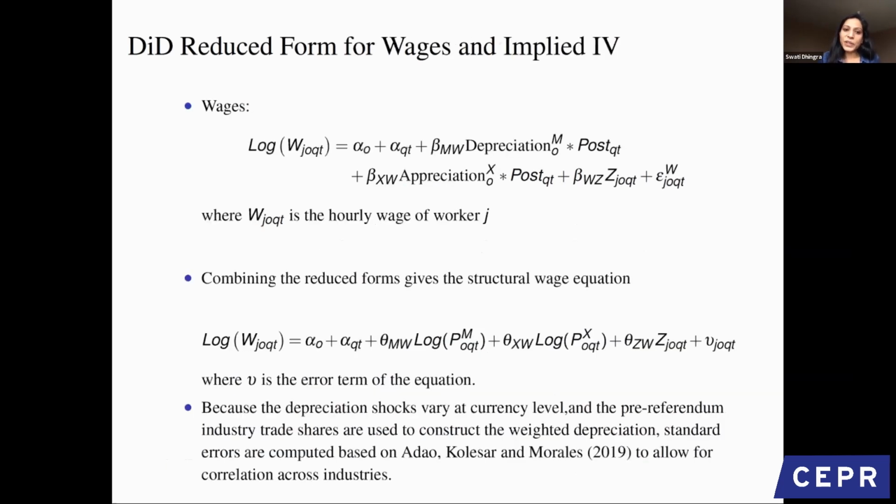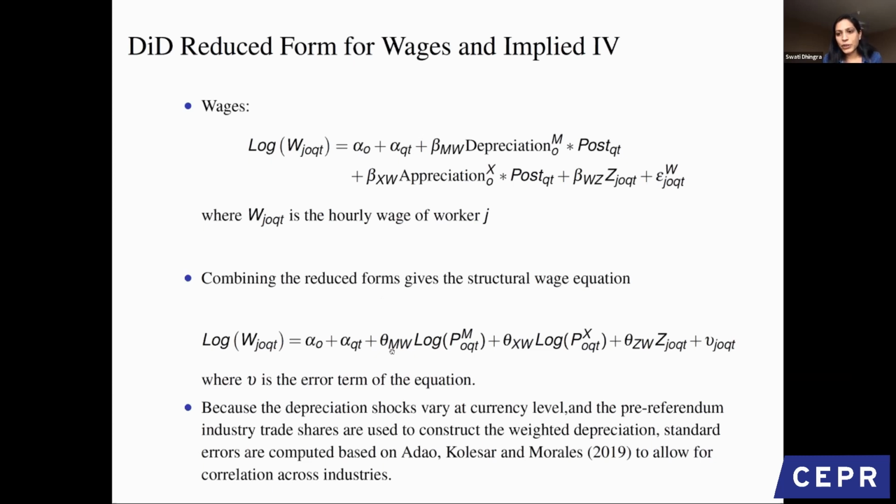So the next equation that we're going to have is the third reduced form, which is for wages, which is one of the employment outcomes that we're going to be interested in. And there again, we're going to get this depreciation term and the appreciation term coming from the import side as well as the export side on the right-hand side. These are hourly wages of workers at the worker level from the UK British Labour Force Surveys.